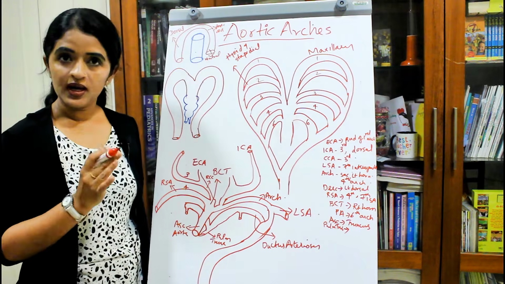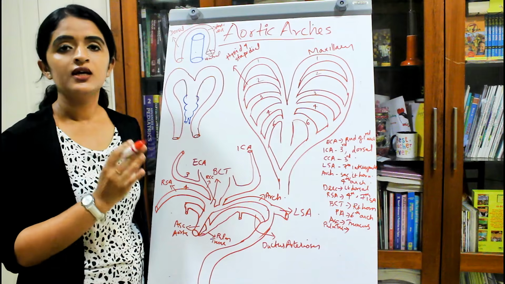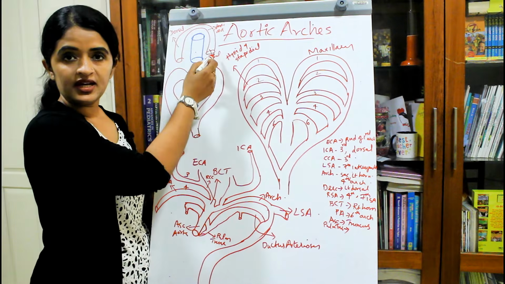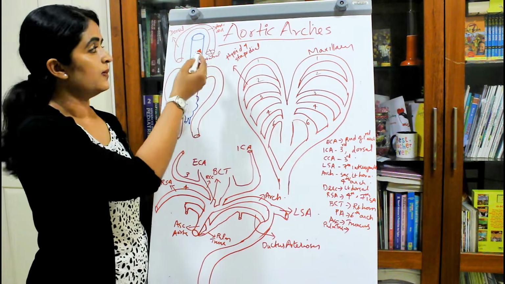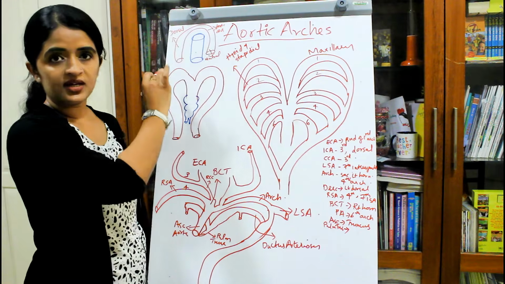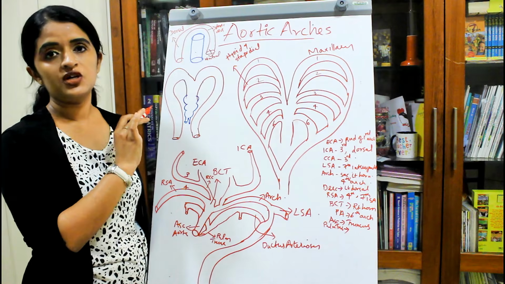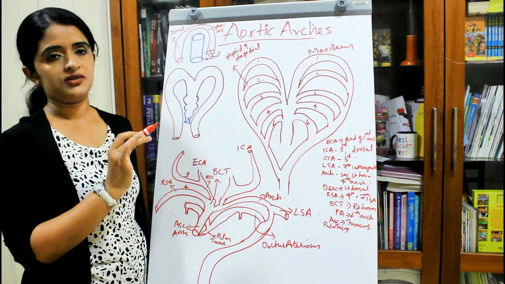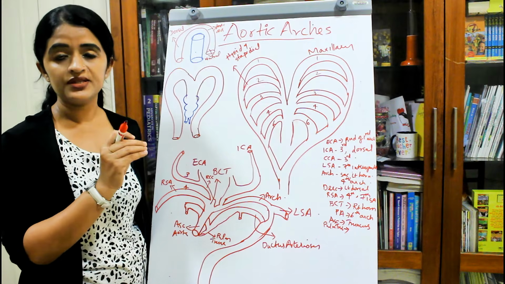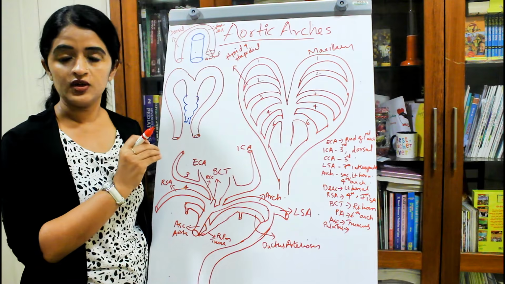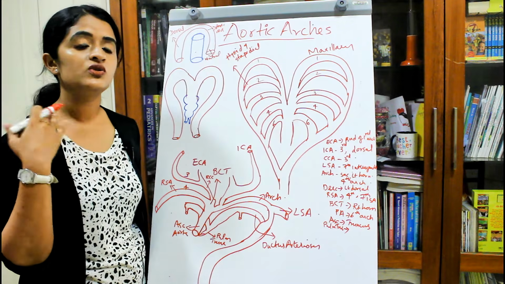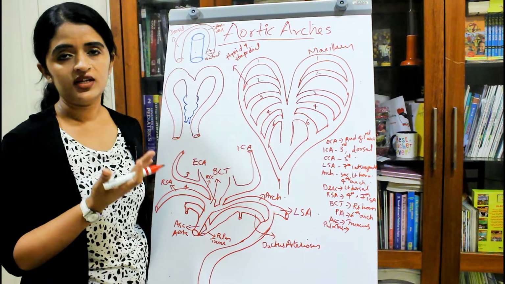So you have the right and left primitive aortae, and you have three parts for each primitive aorta. The part which is lying anterior to the foregut, you call it ventral. The part which is lying posterior to the foregut, you call it dorsal. And the part which connects the dorsal and ventral aortae, you call it the aortic arches. Now, what do you mean by aortic arches? These are the vessels connecting the dorsal and ventral aortae and which are passing through the pharyngeal arches. Since they are passing through the pharyngeal arches, you call them aortic arches.